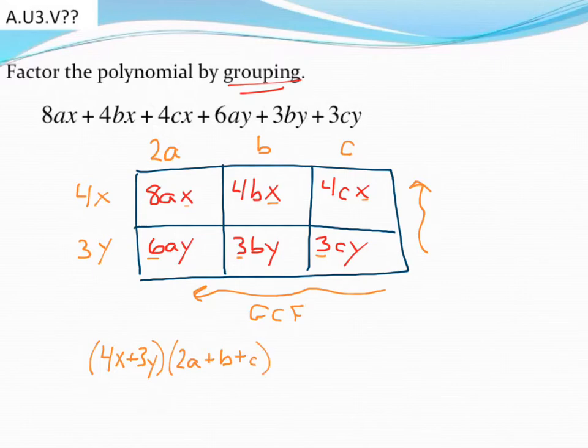Now you should look to see if either of these parentheses could be factored again. Ours can't. I don't think any of the ones I'm going to give you in the homework can, but it's always worth taking a double look at these and seeing if there's anything else you can factor. But this one is done. There's the grouping method with more than 4 terms.